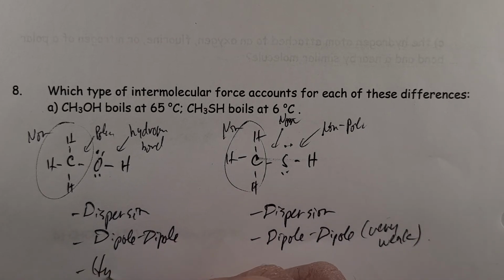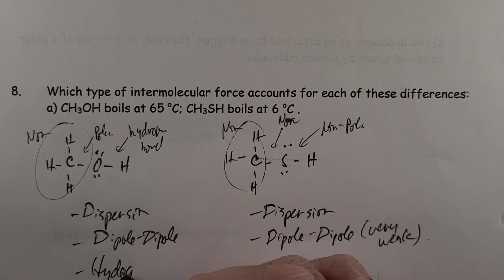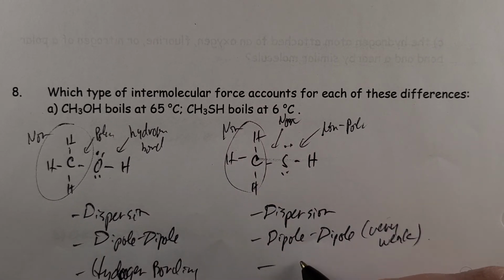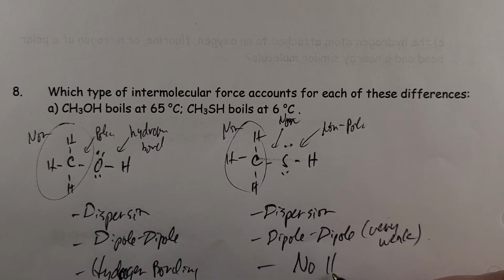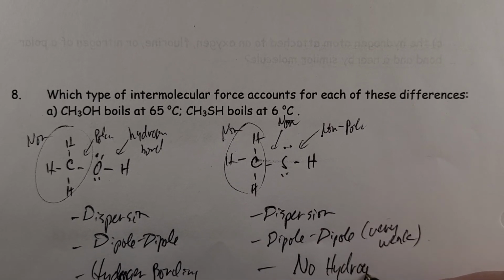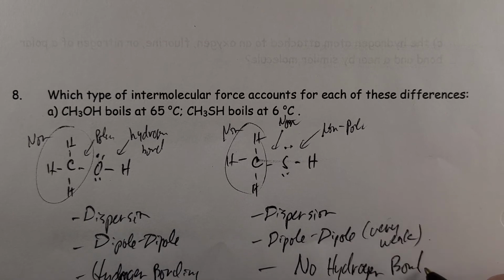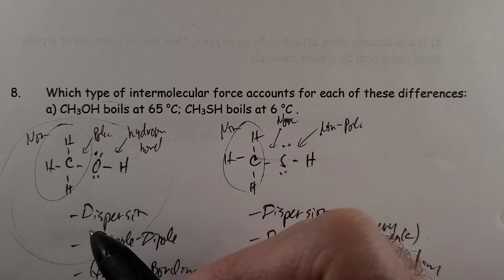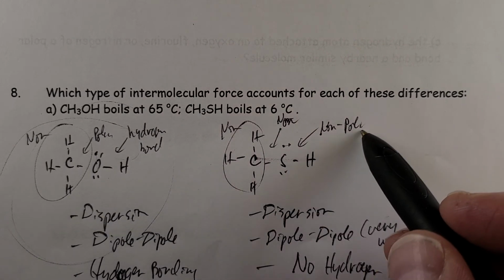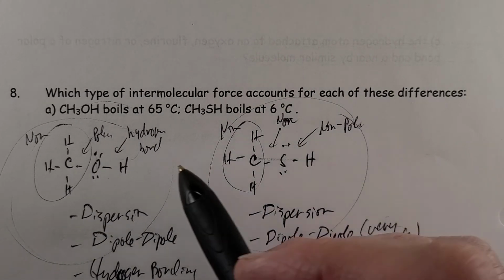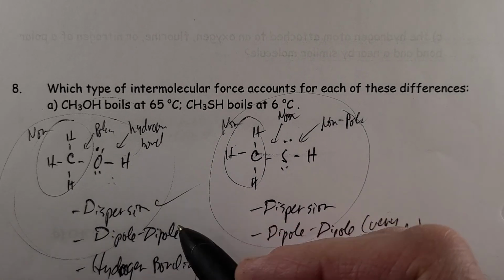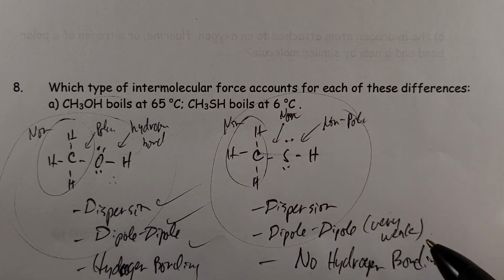Here we have hydrogen bonding. Oops, I forgot the R there. Hydrogen bonding. And then no hydrogen bonding. So yes, we can see here, if I had a bottle of these types of molecules versus a bottle of these types of molecules, these would be held very close to each other, very strongly, because they have dispersion forces, dipole-dipole, and hydrogen bonding.